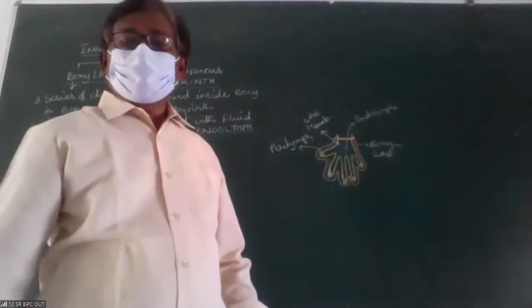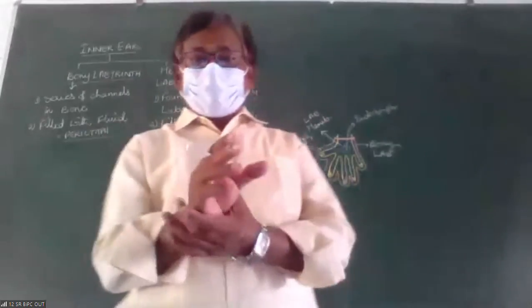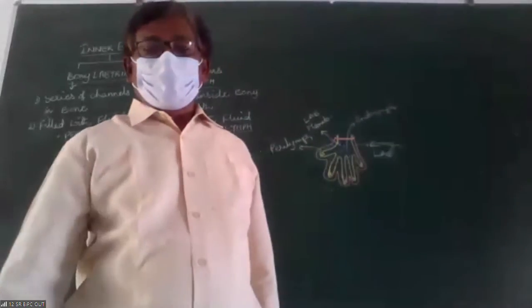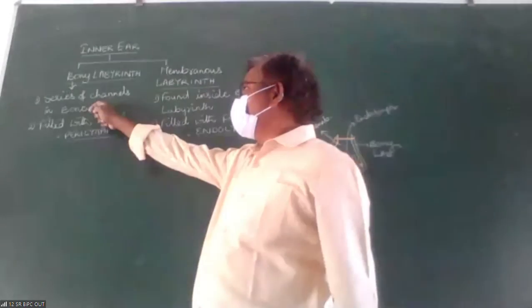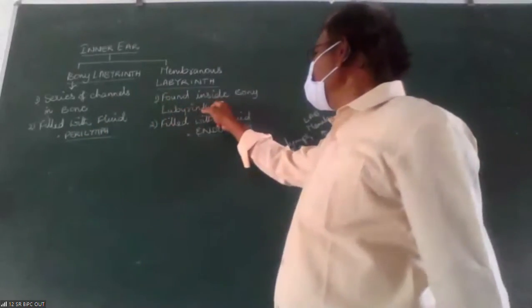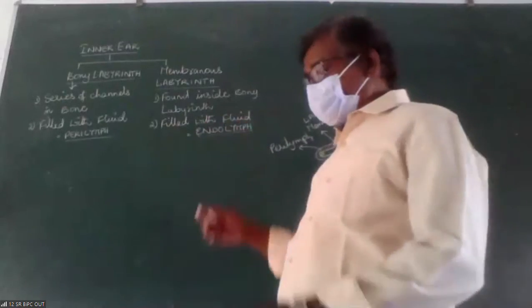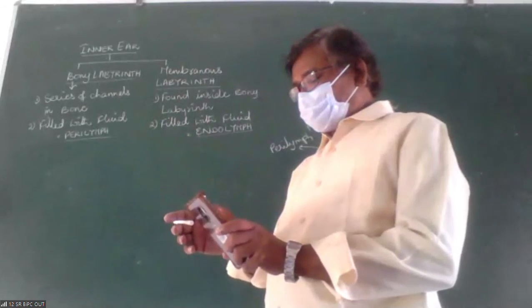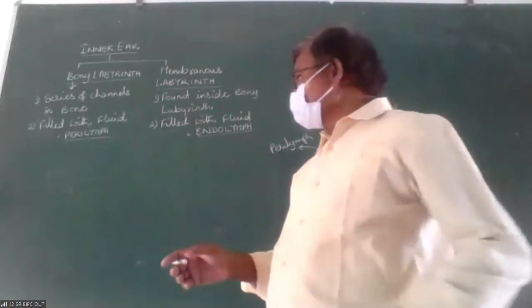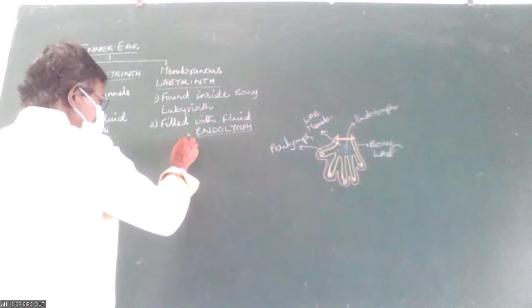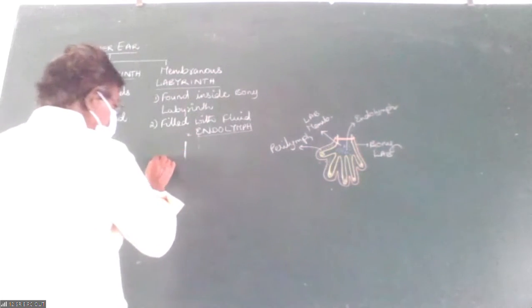So that's what you can see. Okay, this is how you need to understand. The hand is the membranous labyrinth, and if you are wearing a glove, the glove is the bony labyrinth. Similarly, the bony labyrinth is a series of channels in the bone, filled with a fluid called perilymph. The membranous labyrinth is found inside the bony labyrinth, and this is filled with another fluid. And what is the name of the fluid? That is called endolymph.